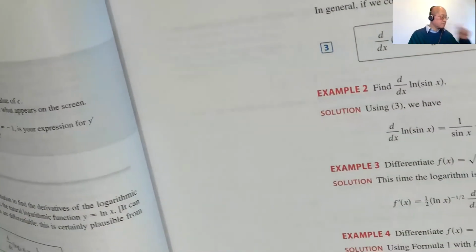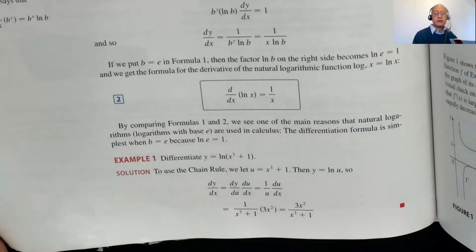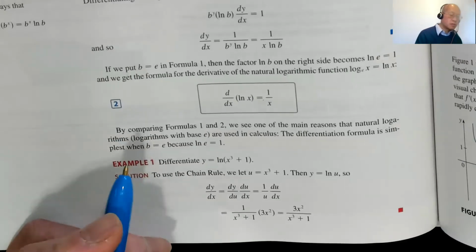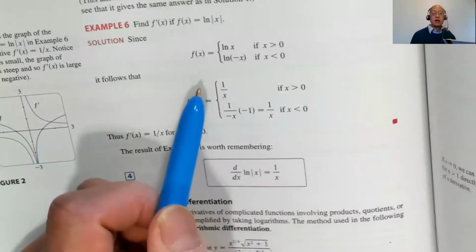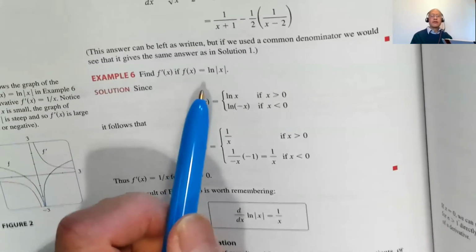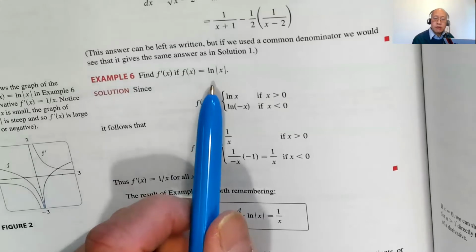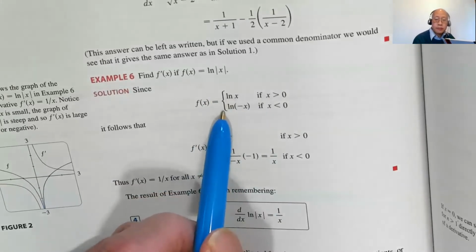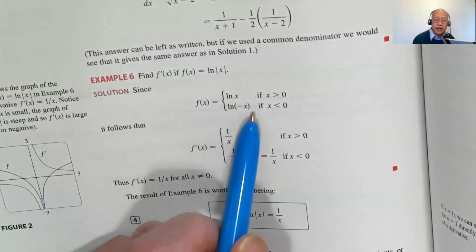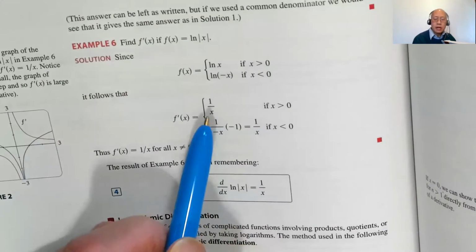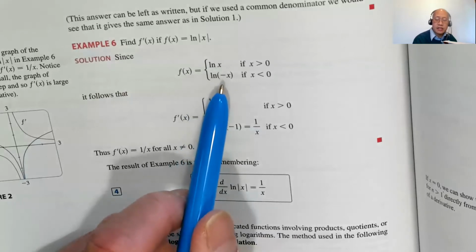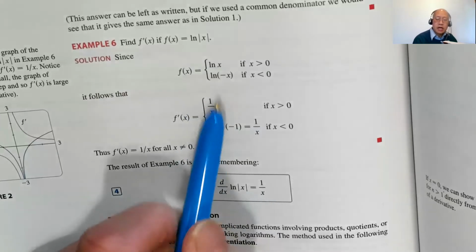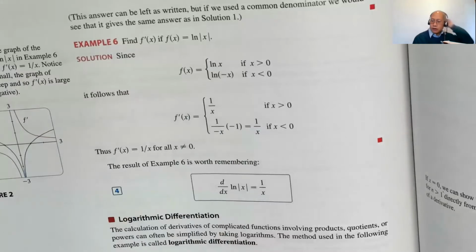One other thing I want to know about derivatives. Find a derivative of ln absolute value of x. Well, absolute value of x is the same as x if x is greater than 0. But you have ln negative x if x is less than 0. Well, what's the derivative of ln negative x? Chain rule. 1 over negative x times derivative of negative x, which is negative 1. You still get 1 over x.